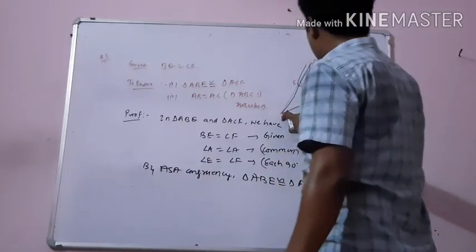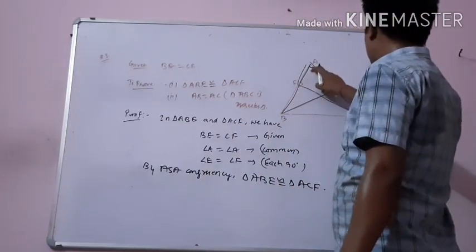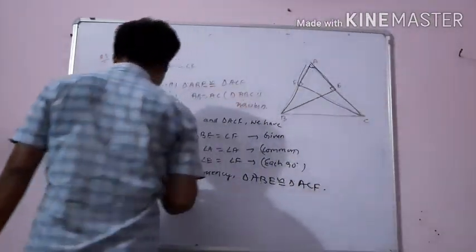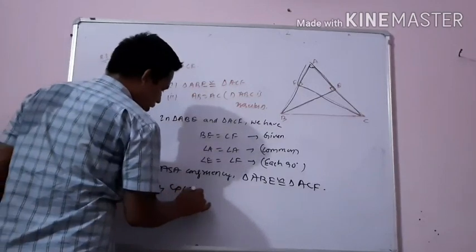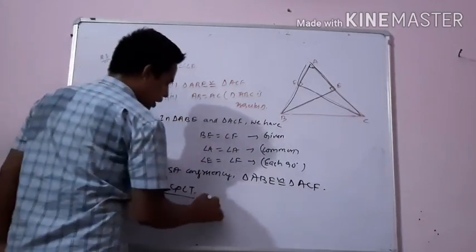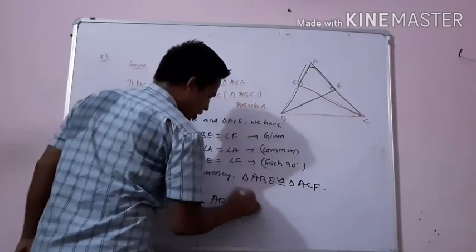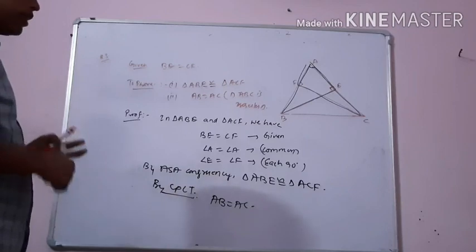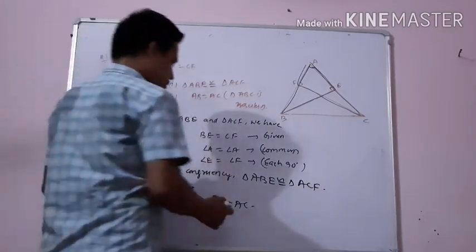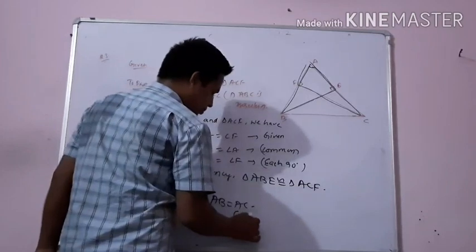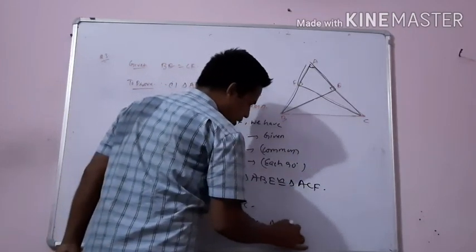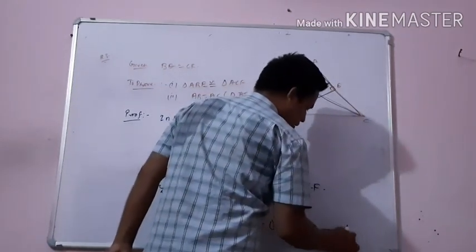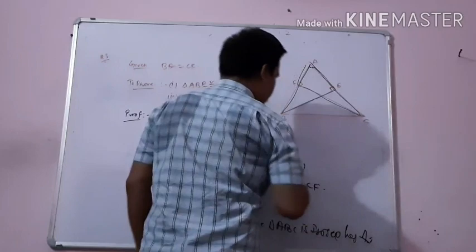By CPCT, the sides AB of triangle ABE and AC of triangle ACF will be equal. So by CPCT, what we will have? AB equals AC. Means when two sides of a triangle are equal, then we know that triangle is an isosceles triangle. So hence triangle ABC is isosceles. We have proved.